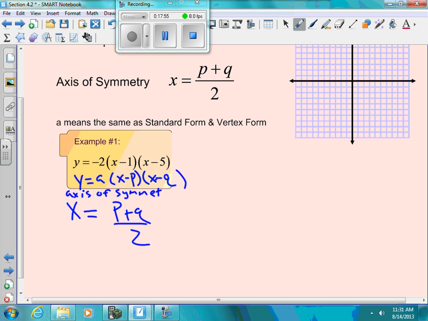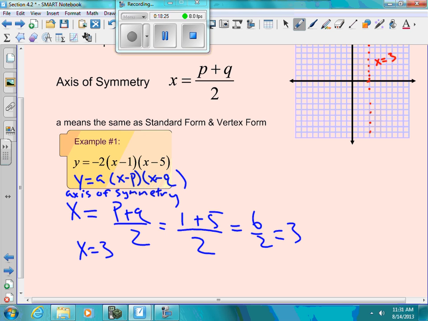So what is p and what is q? Well, from this equation, we can see that p is 1, and we can see that q is 5. So 1 plus 5 divided by 2, that's 6 divided by 2, which is 3. So our axis of symmetry is x equals 3. So on the graph, 1, 2, 3, there's our axis of symmetry.